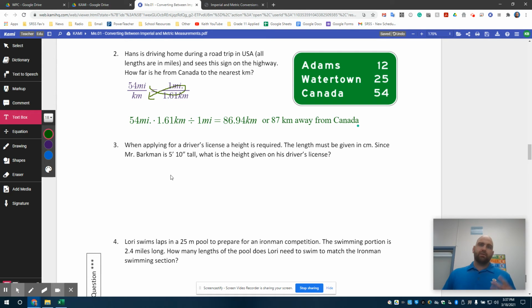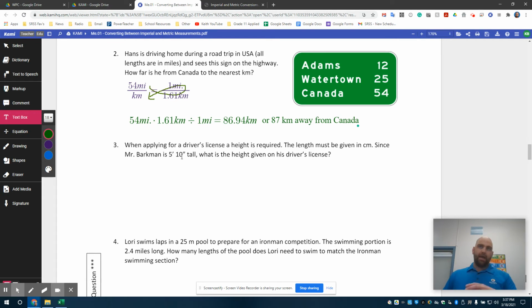Number 3 here, it says when applying for a driver's license, height is required. As I mentioned, the length must be given in centimeters. I am 5 foot 10 inches tall. What is the height given on my driver's license? Well, we need to change feet and inches into centimeters. Now, instead of doing 2 conversions, 5 feet is the same as 60 inches.